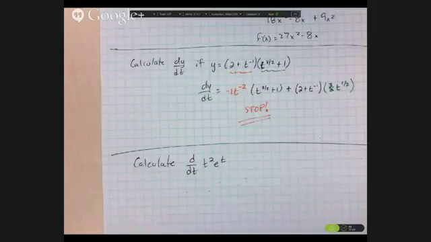Calculate the derivative of t squared e to the t using the product rule. And this is where you show your work. It's not y equals, so we don't put dy equals. We're just taking the derivative with respect to t.